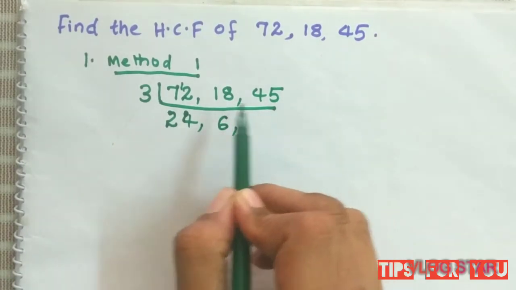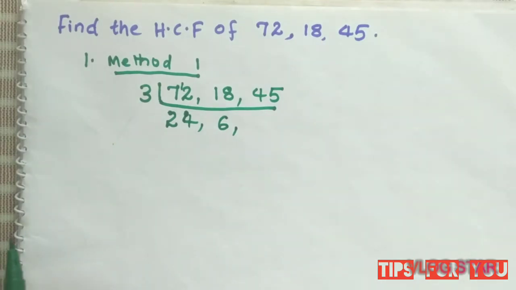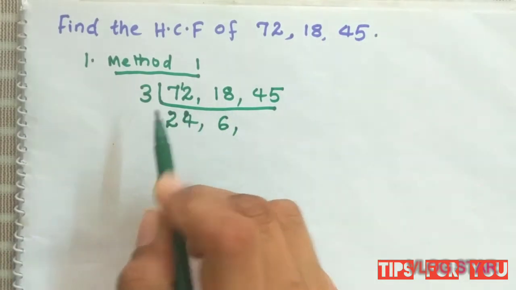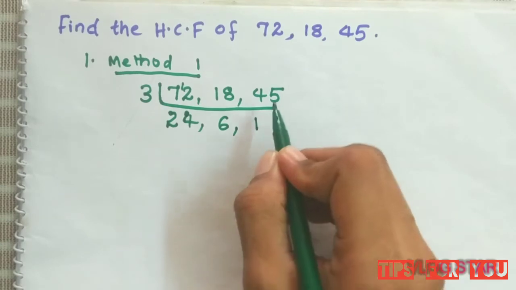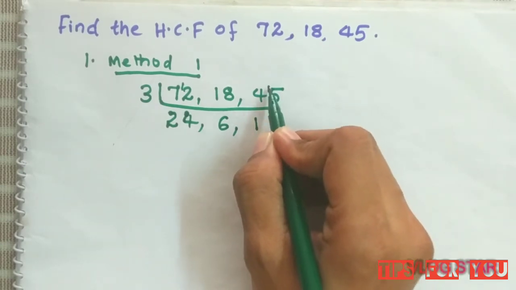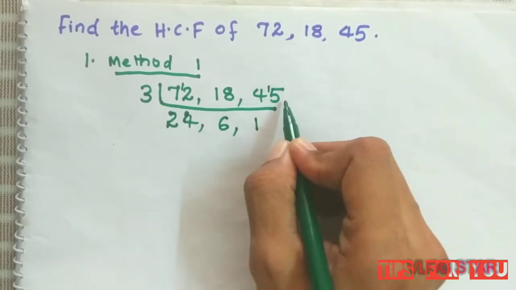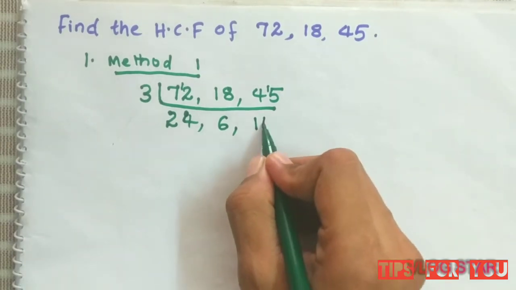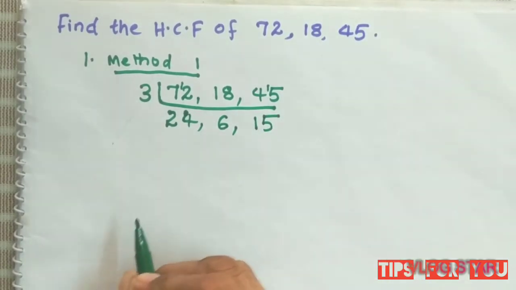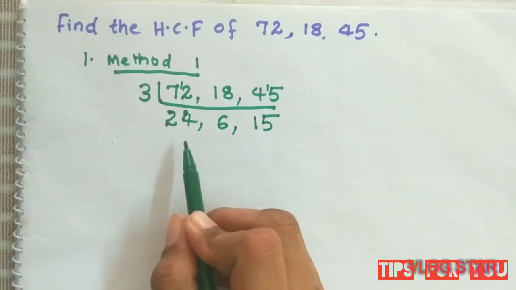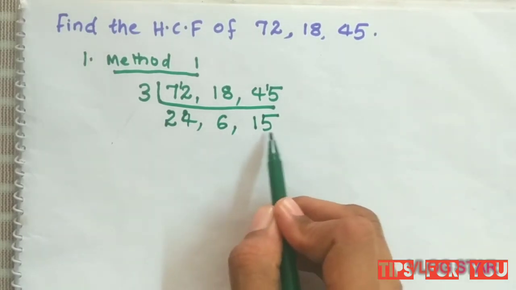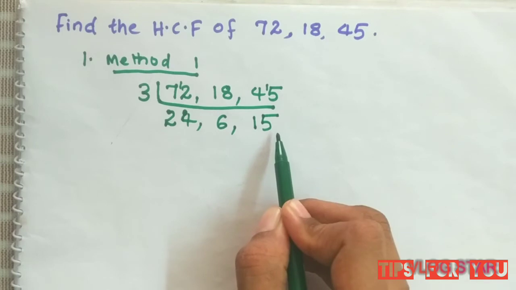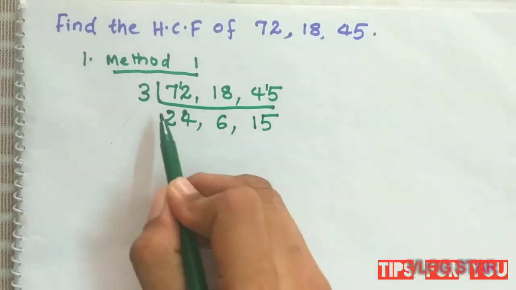Again, in 45 how many 3's are there? In 4 there is 1 3, so we'll write 1 here. The balance will be 1, we'll keep it here. Now 15. In 15 how many 3's are there? In 15 there are 5 3's. So we got it like this. Again we cannot divide by 2 because 15 is an odd number, so we will divide again by 3.